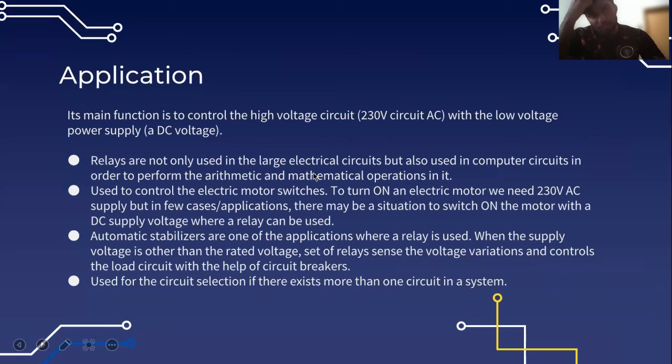So next up, let's move on to applications. The applications of relay are limitless. Its main function is to control the high voltage circuit, 230 volt AC, alternating current, with the low voltage power supply, direct current voltage. Relays are not only used in large electrical circuits, but also in computer circuits in order to perform arithmetic and mathematical operations. So it is also used in computer circuits, microprocessor circuits, and so on.